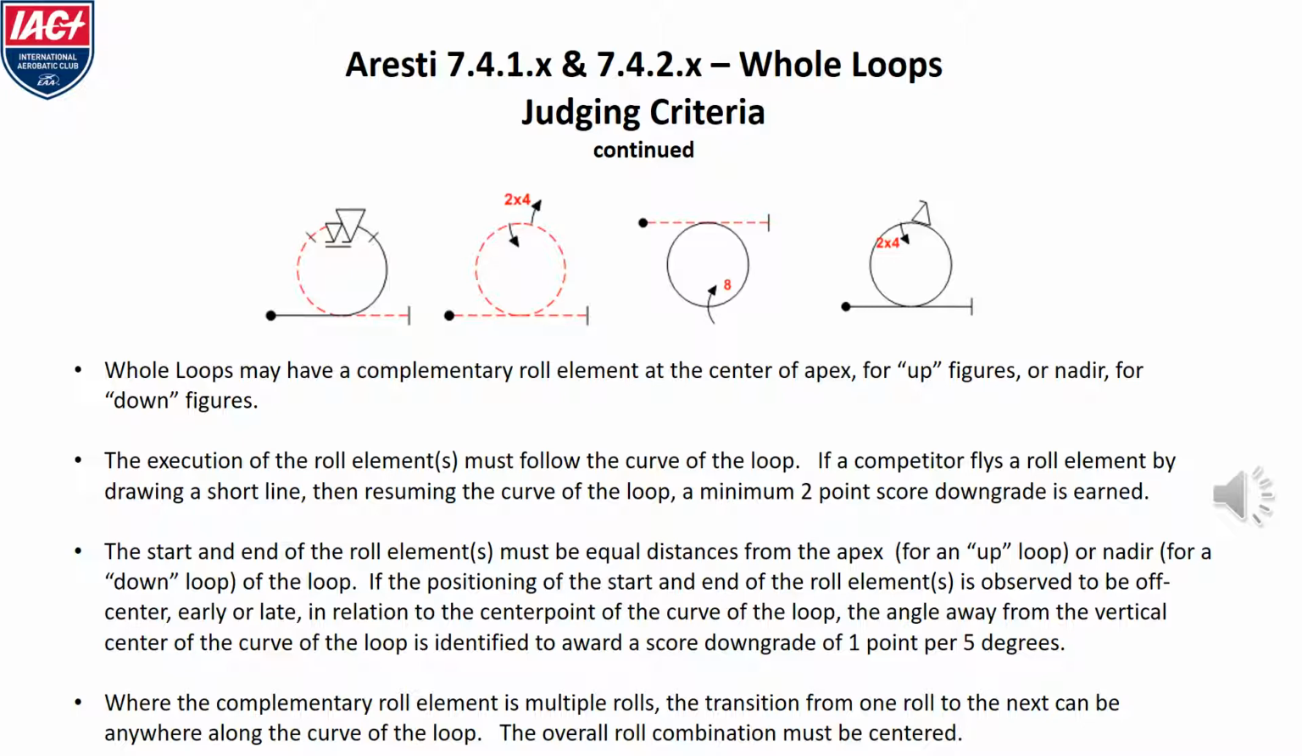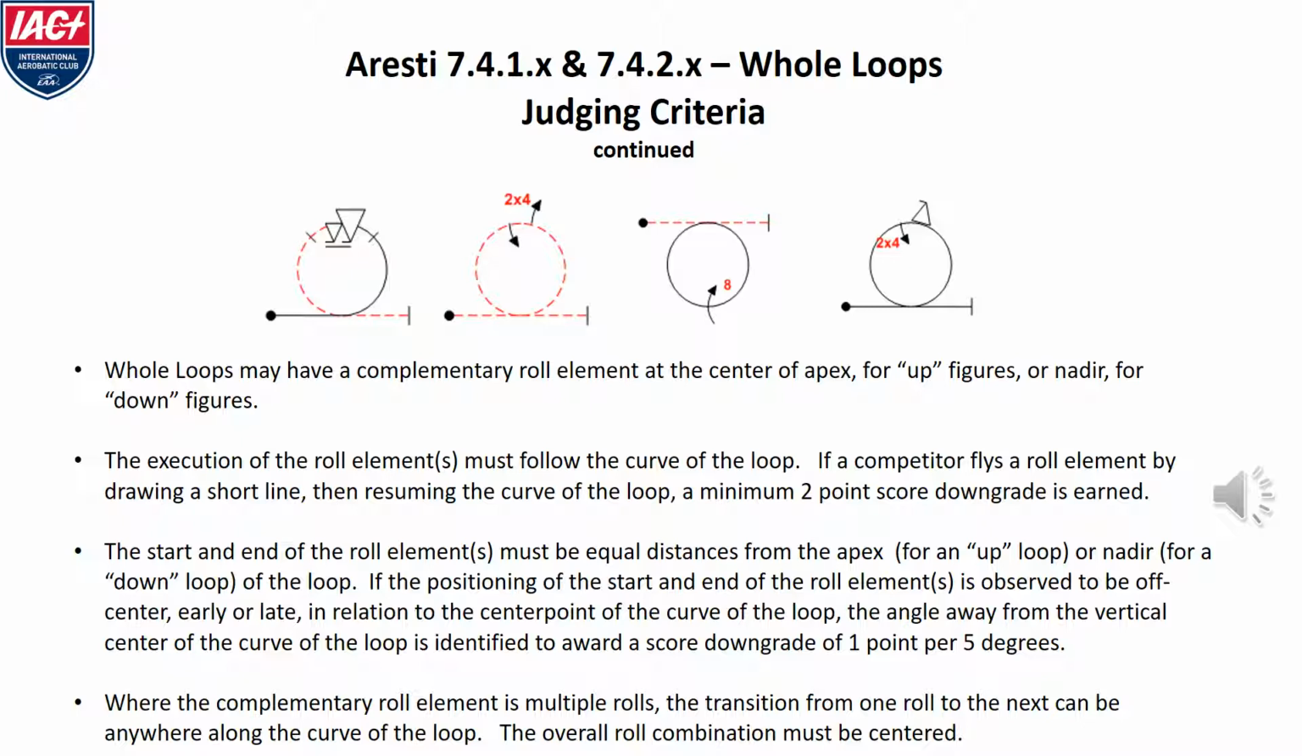Whole loops may have a complementary roll element at the center of the apex for up figures or nadir for down figures. The execution of the roll elements must follow the curve of the loop. The competitor must not insert a line with the roll and then resume the curve of the loop. In that case, a minimum 2-point score downgrade is earned. The start and end of the roll elements must be equal distance from the apex or nadir.